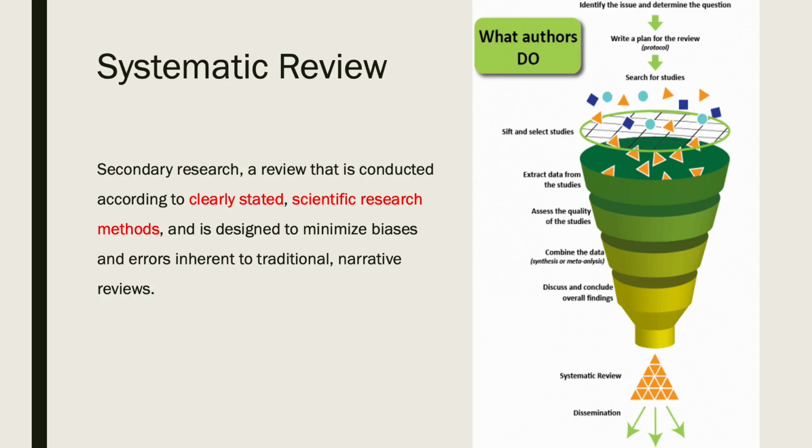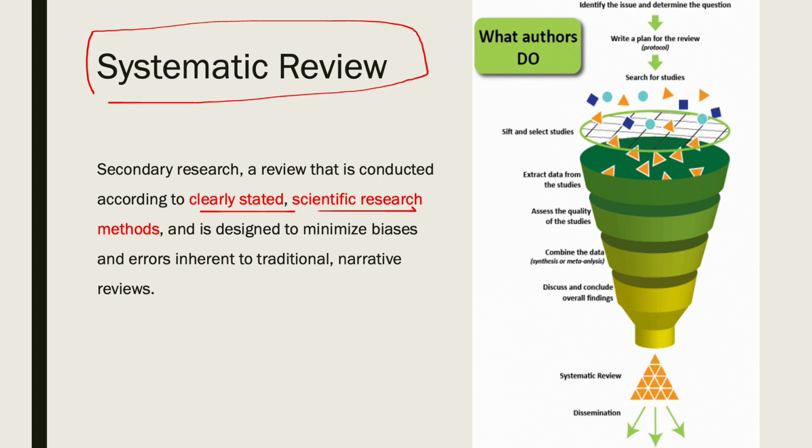Systematic review. The key point of strong, high-evidence research: systematic review. It is secondary research, a review conducted according to a clearly stated scientific research method and designed to minimize the bias.